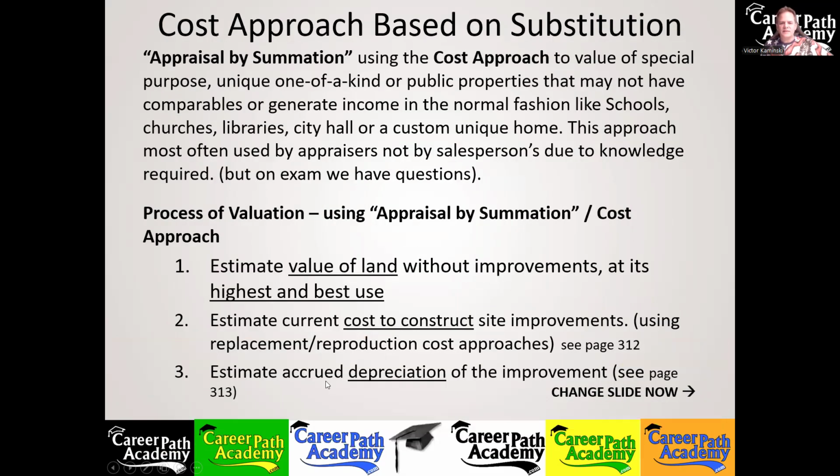The next step is they would estimate the accrued depreciation of that improvement that was built, because that wasn't a new building that you're trying to replace or reproduce right now. It was an older building. So you have to estimate the accrued depreciation for that improvement. So what is depreciation? Anybody know what that term depreciation means? The loss in value. Yeah, it's a loss of value due to any cause or condition.